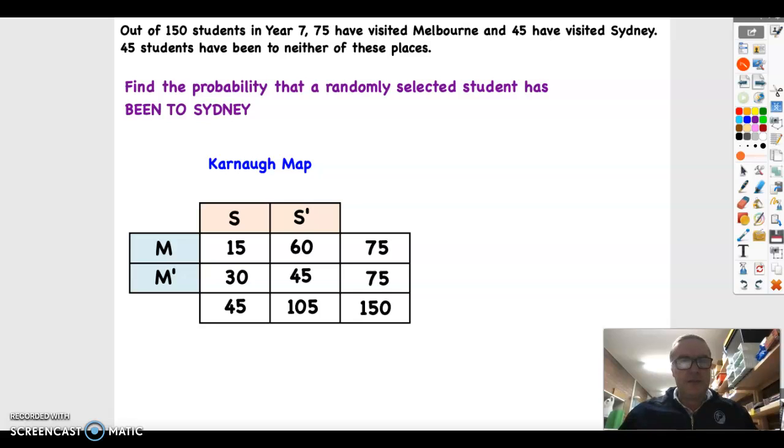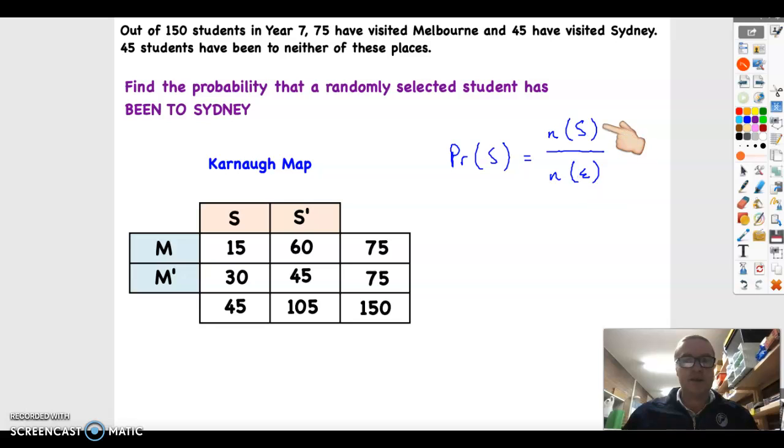We're going to begin to use this Kano map to calculate a few different probabilities. So based on this information, we're going to start with finding the probability that a randomly selected student has been to Sydney. Just the general formula for the probability of an event is the number of ways that event can happen over the total number of things that can happen. So the probability that a student has been to Sydney would be the number of students who have been to Sydney divided by the number of students in the sample space.